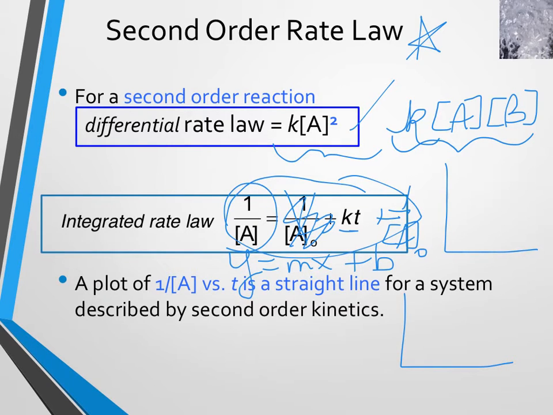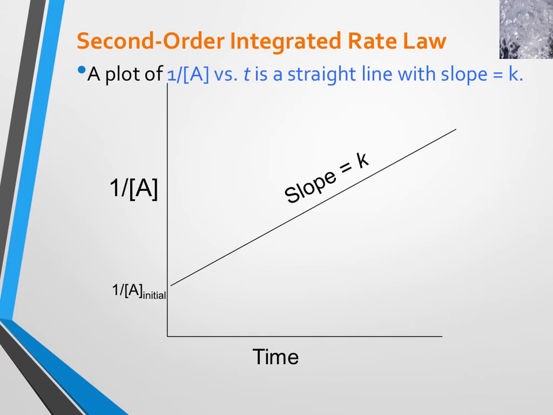This tells you that if you plot 1 over the concentration of the substance on the y-axis, and time, if you haven't noticed, time is always on the x-axis for integrated rate laws, that you will get a straight line, this time with a positive slope. This is positive kt instead of negative. And the slope is equal to the rate constant. That's a second order. Much nicer graph than I made.